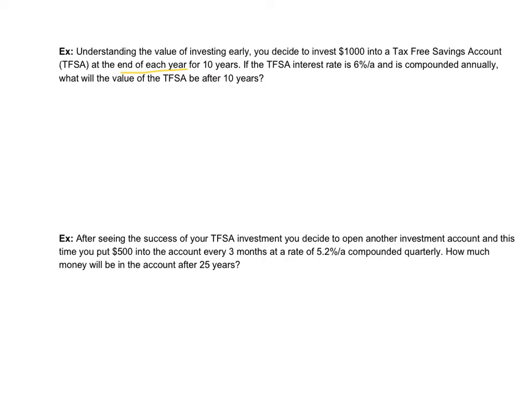If the tax-free savings account interest is 6% per year and it is compounded annually, what will the value be after 10 years? So let's write down everything we have. My regular deposits, that's $1,000. My interest per compounding period, so remember we take our interest and divide by the number of compounding periods, which is just 1 for annually. That's just 0.06. And the number of compounding periods is the number of years times the compounding type. So annually means 1. That is 10 in total.